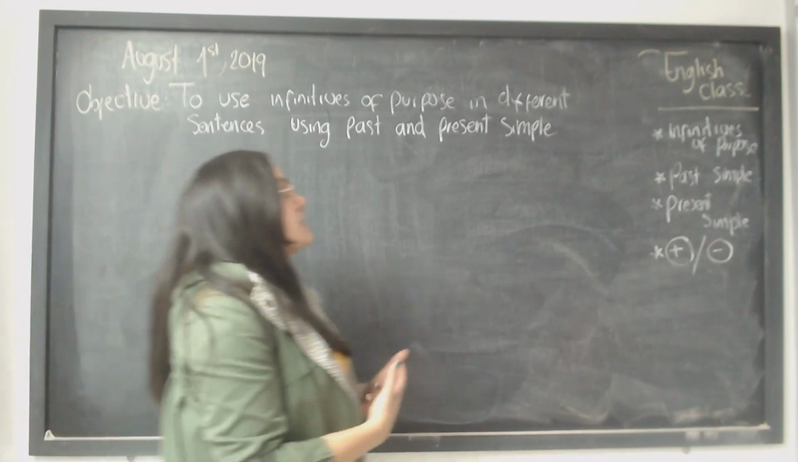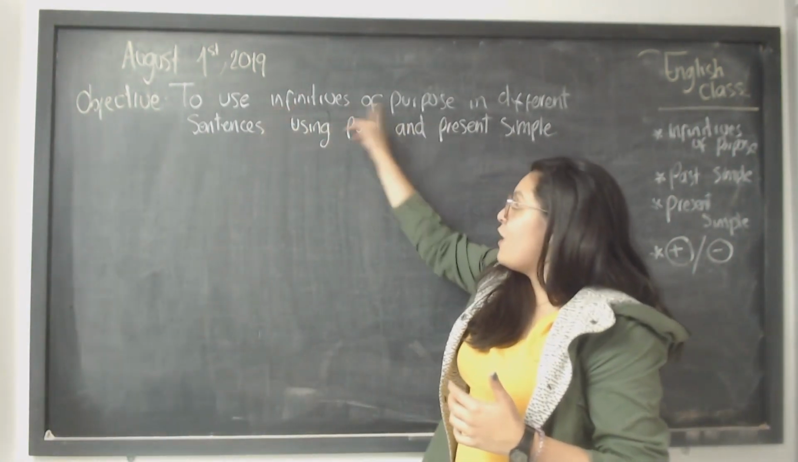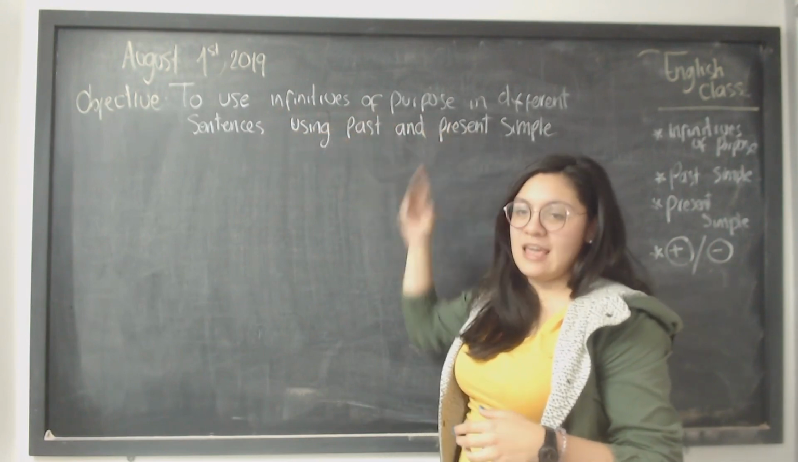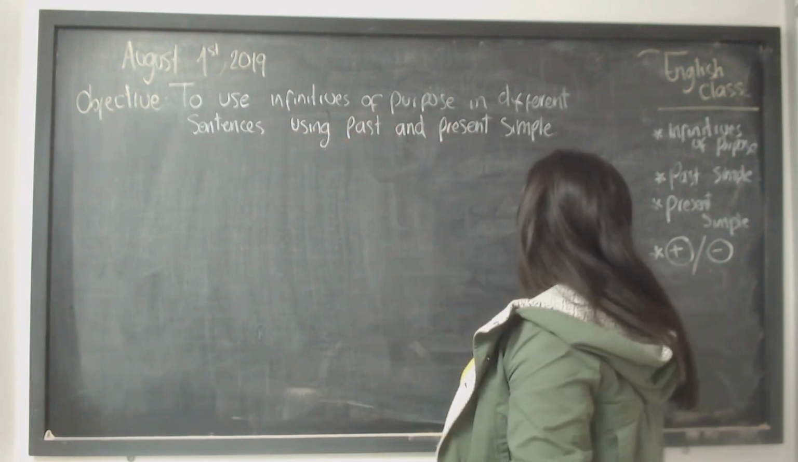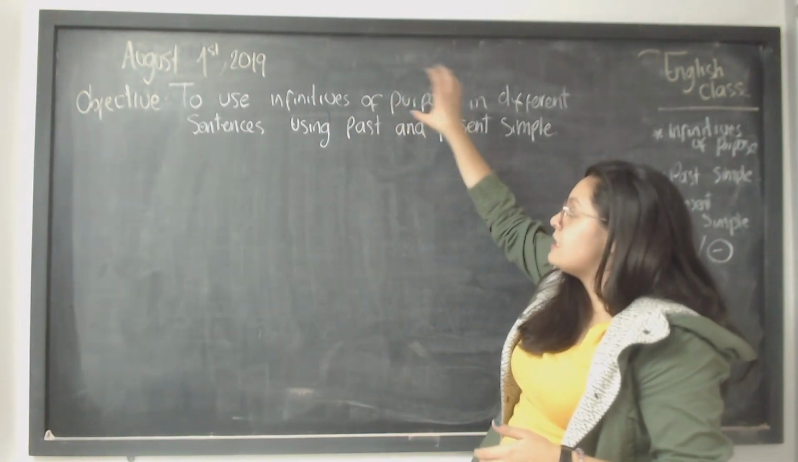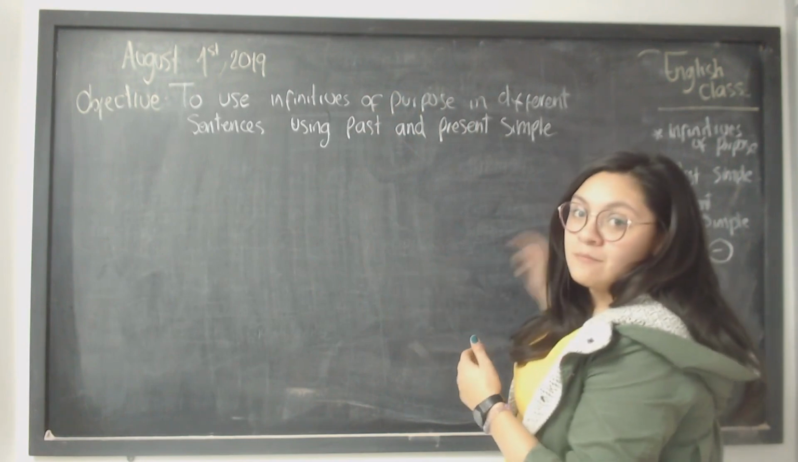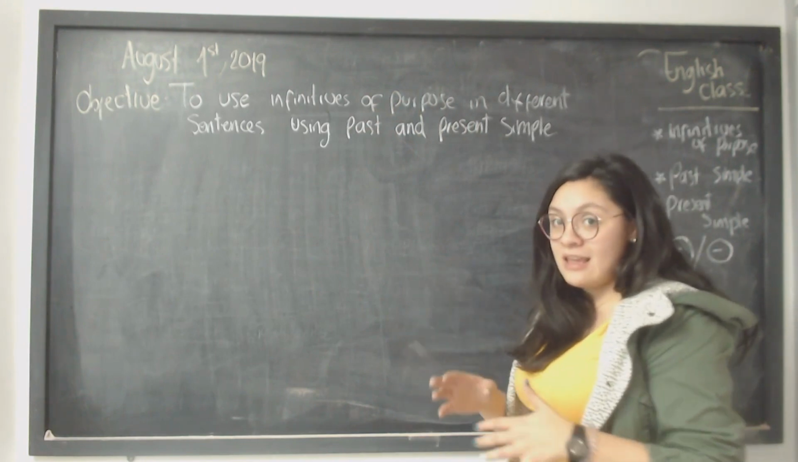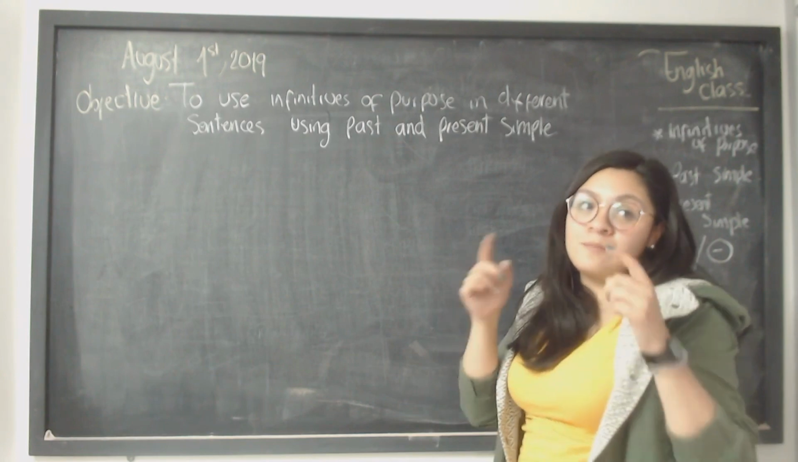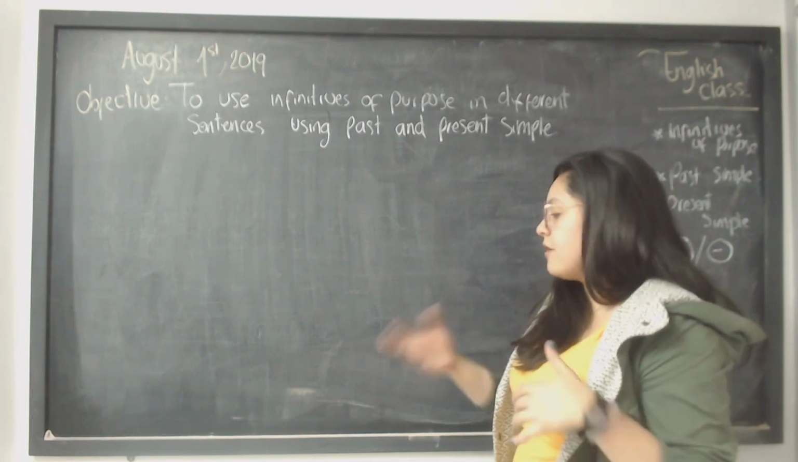So the first thing that I'm going to do is explain to you what is this infinitive of purpose, okay? And then we're going to mix them with past simple and present simple. Entonces vamos a conocer la definición de estos, vamos a mezclarlos con los dos tiempos que hemos visto, y aparte de eso vamos a mezclarlos también con verbos regulares y verbos irregulares, regular and irregular verbs.